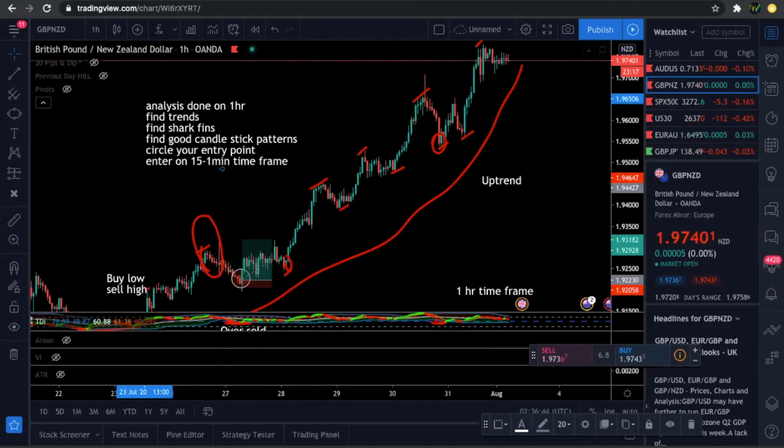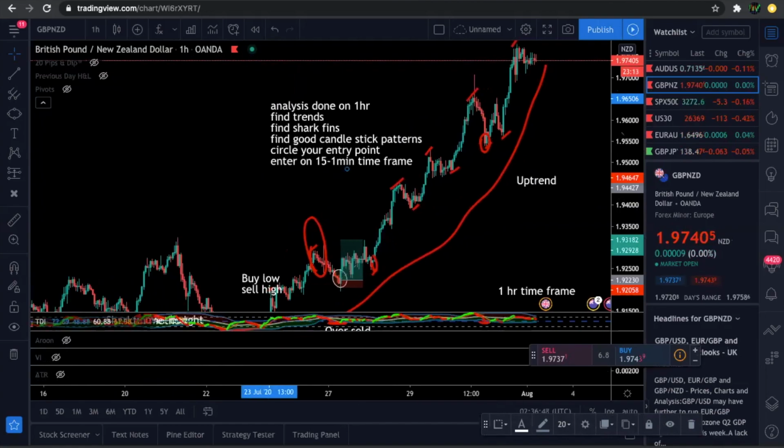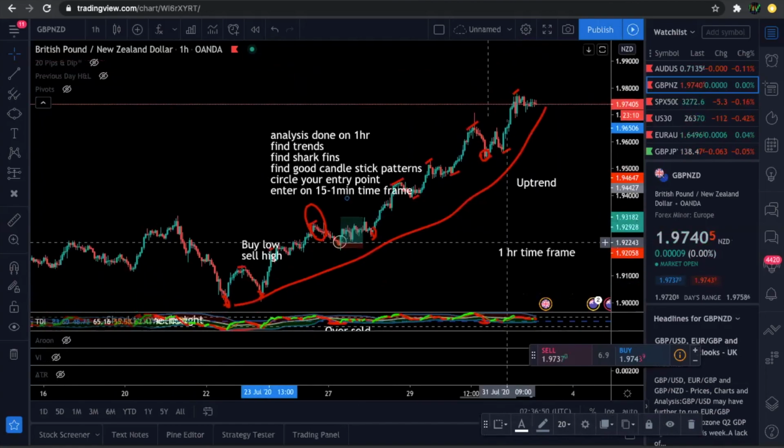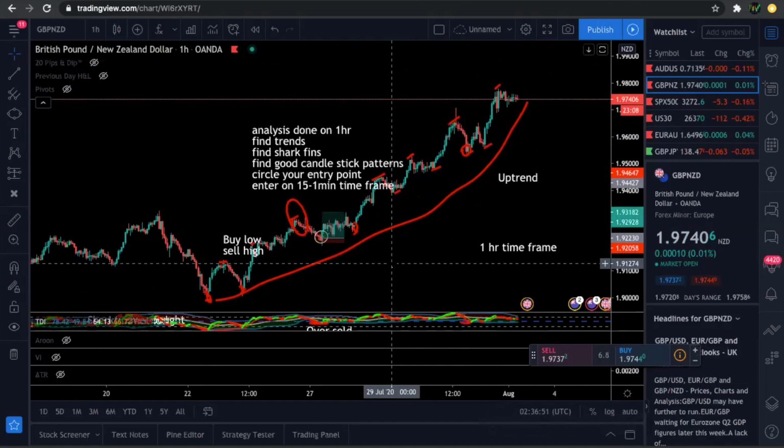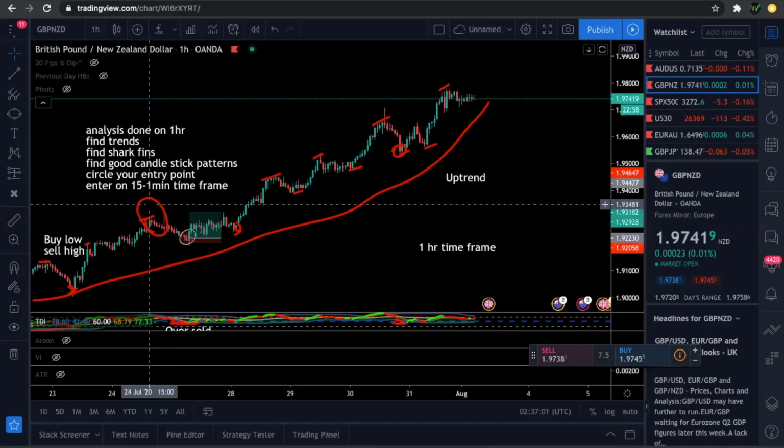So that's the shark fin strategy. And that's just a little easy strategy that you guys can use for anything, really. Scalping, day trading. So that's just a little easy strategy you guys can use. Analysis done in 1 hour. You find your trends, find your shark fins, find good candlestick patterns, circle your entry point, and enter on a 15 or 1 minute time frame.